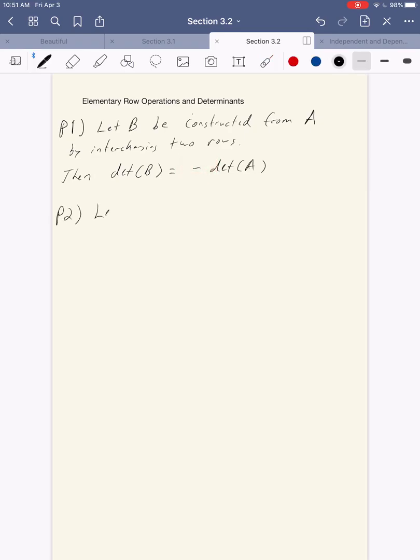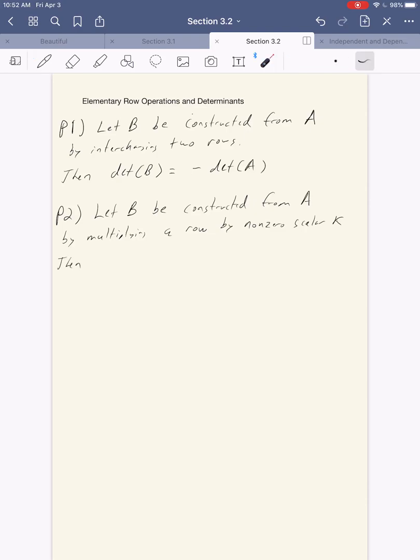Property 2 is: let B be constructed from A by multiplying a row by a non-zero scalar k. Okay, so this is your second type of elementary row operation, where you multiply a row by a non-zero scalar. Then the determinant of B is k times the determinant of A. So if you multiply a row by a non-zero scalar, you also multiply the determinant by that non-zero scalar. Before we get to the third elementary row operation, let's do a quick follow-up on P2 here.